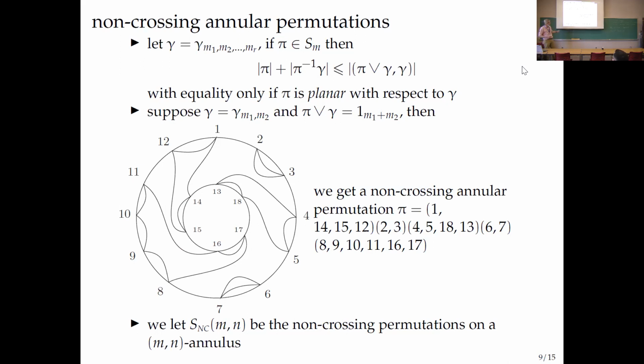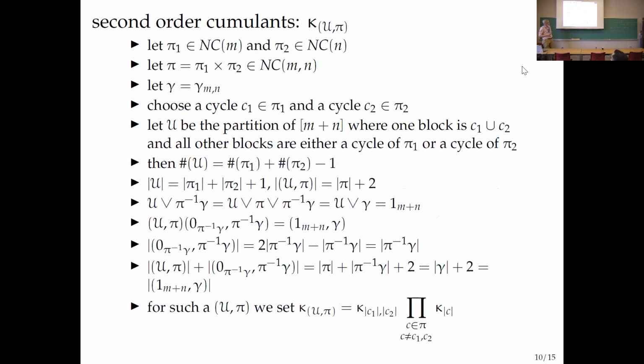Okay. And I'm going to let S_NC(m,n) be the non-crossing permutations on an (m,n) annulus. So this is the first case where you really have to make a distinction between partitions and permutations, because it's not just the blocks, it's the order in the blocks. If you wanted to model some random matrix calculations, it's the order that you go around that makes a difference. Okay. So let's talk about some cumulants.